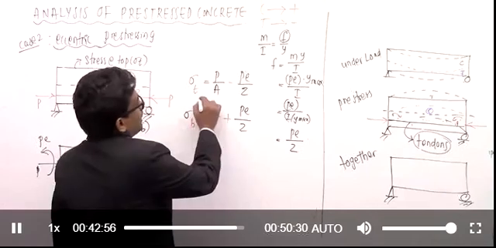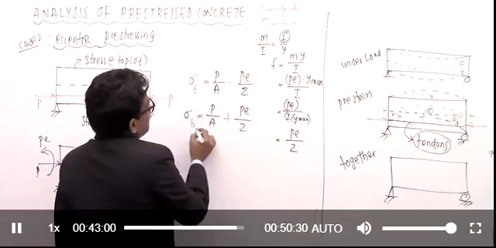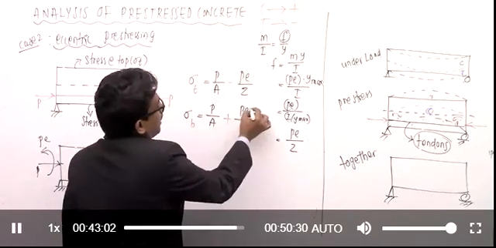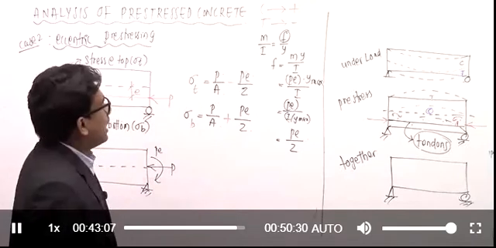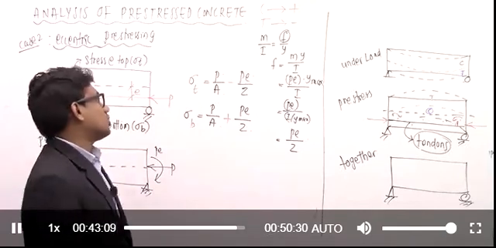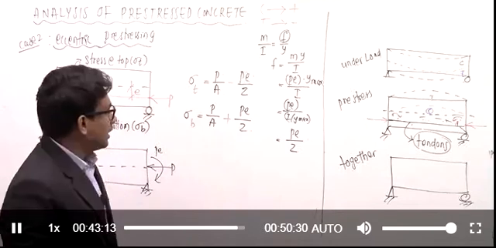The stress at the top will be equal to P by A minus P by Z, and stress at the bottom will be equal to P by A plus P by Z. P by A minus P by Z and P by A plus P by Z: stress at the top and stress at the bottom. One more thing, listen here.